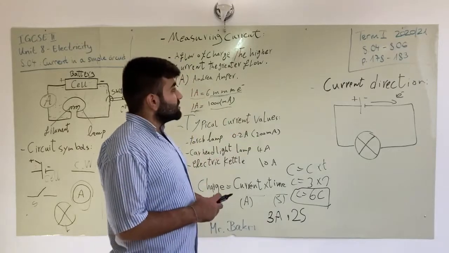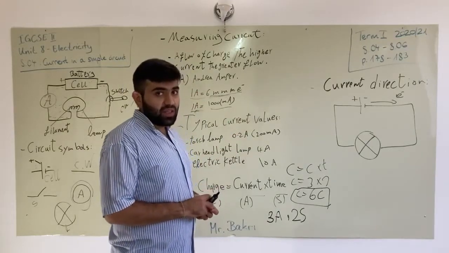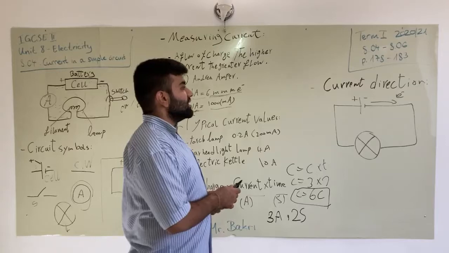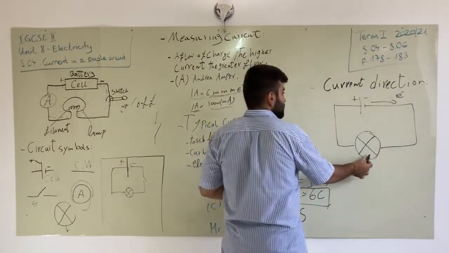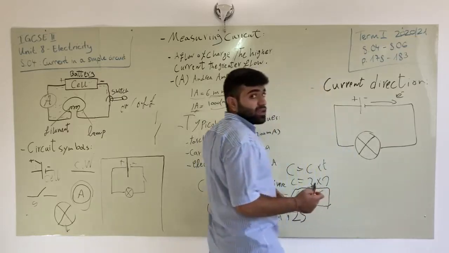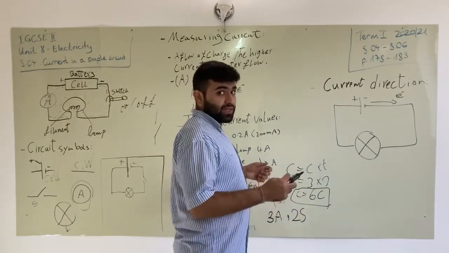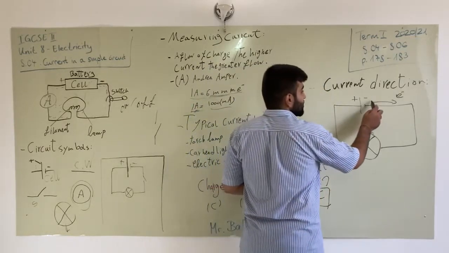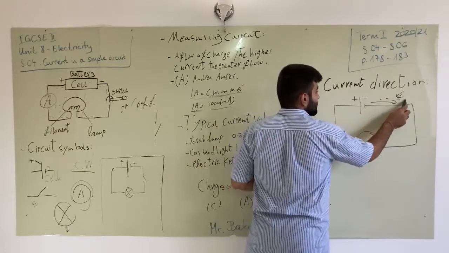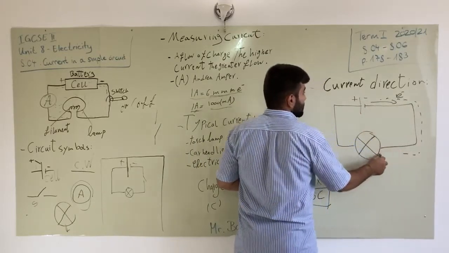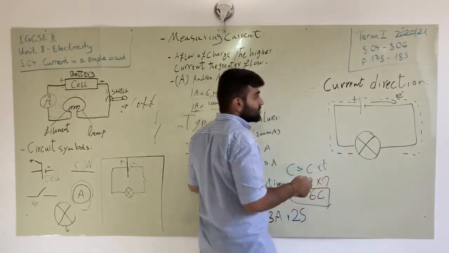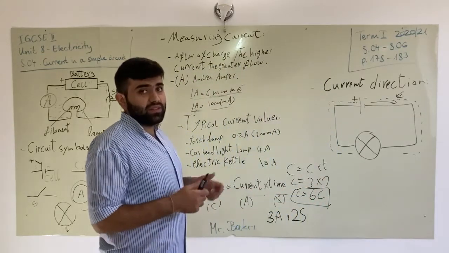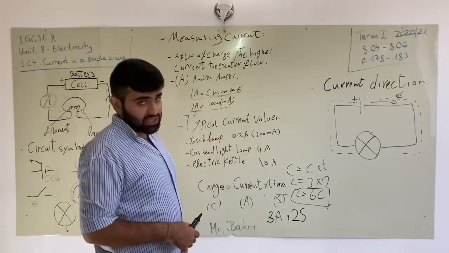Now we go to the current direction. Conventionally they say that current is going from the positive to the negative. But actually, the real thing is that the electrons are moving from the negative to the positive. That's why it's the electron direction.